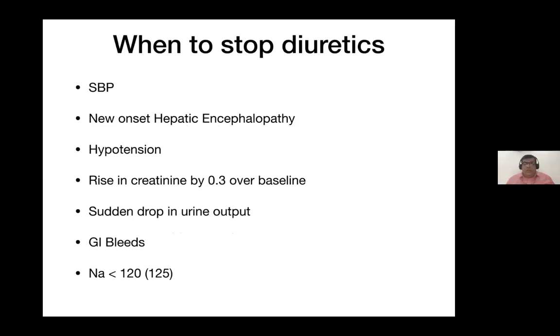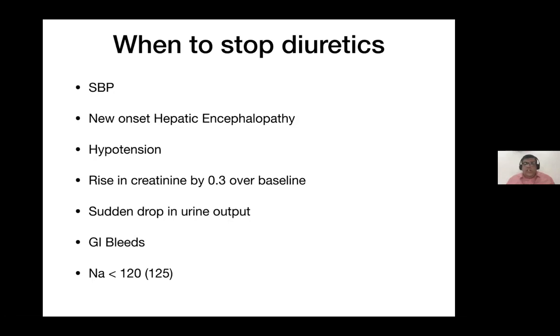When will you stop the diuretics completely? Patients who have come with spontaneous bacterial peritonitis, patients with new onset hepatic encephalopathy, patients who have come to you with hypotension, blood pressure less than 90, then you would stop the diuretics.